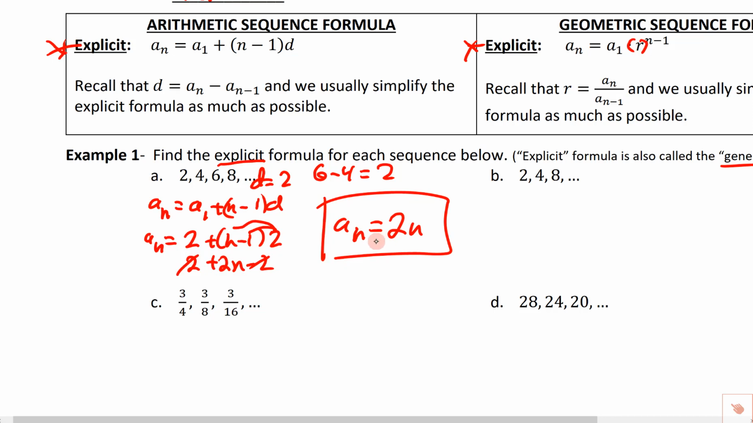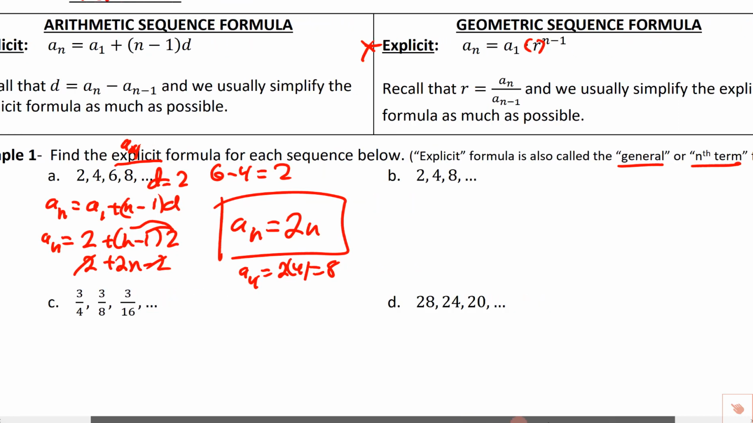So this is the formula. You can double check and make sure that that makes sense, because the fourth one is 8. If you plug in a 4 here, a sub 4 equals 2 times 4, so we end up with 8. That checks out. It's the right one. As long as we're careful about how we simplify, then we're in great shape.